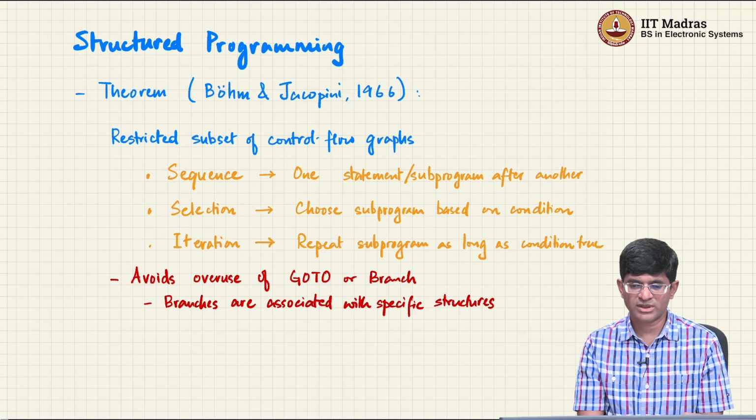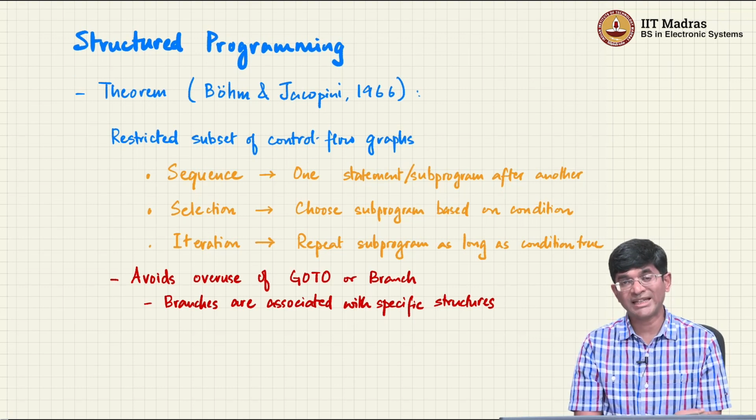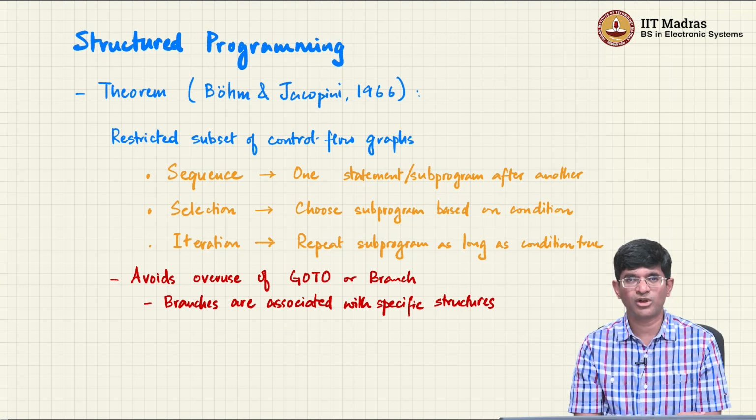And there was a theorem that was first discussed in 1966 by Bohm and Jacopini, which essentially said that you could use a restricted subset of control flow graphs, where you make sure that the only kinds of operations allowed in those control flow graphs are restricted to a specific subset of different types of operations, right. And that even with these restrictions, you can basically perform any computation that could be performed by any computer.